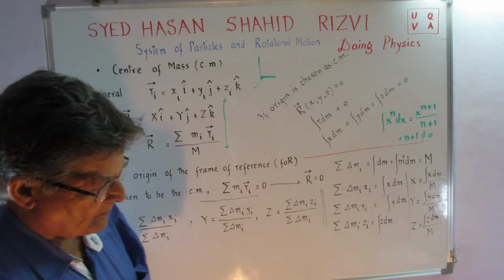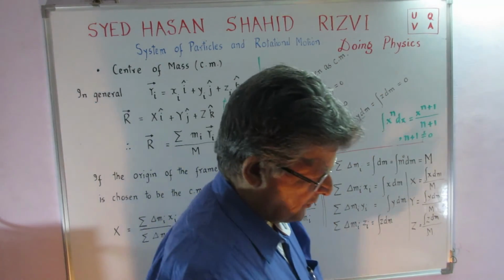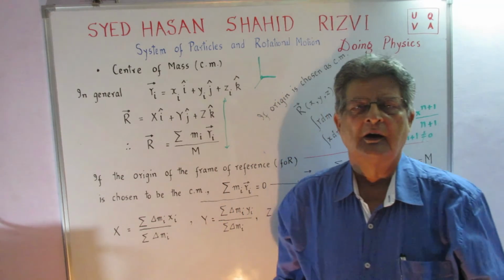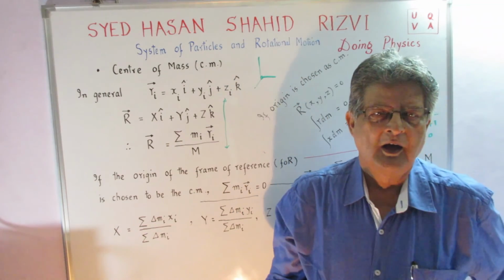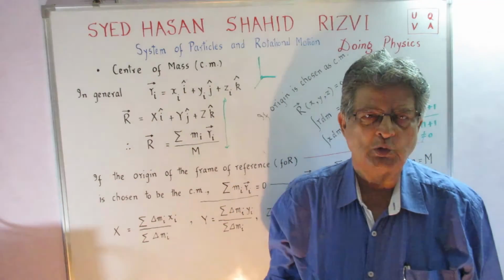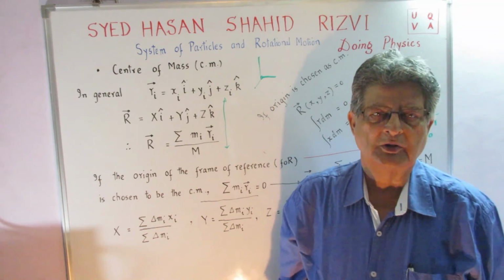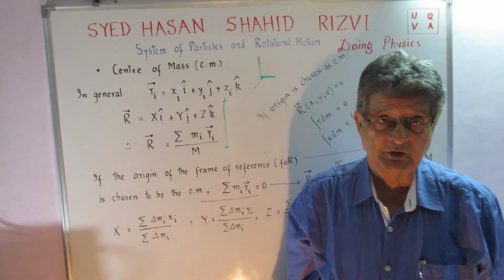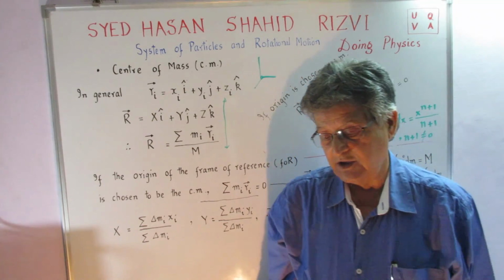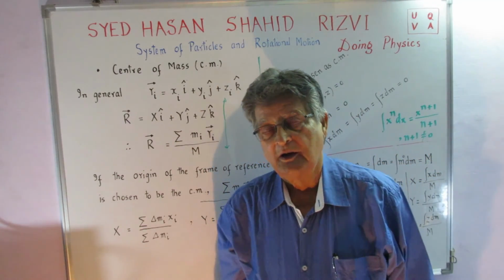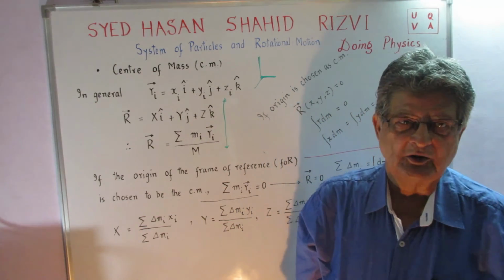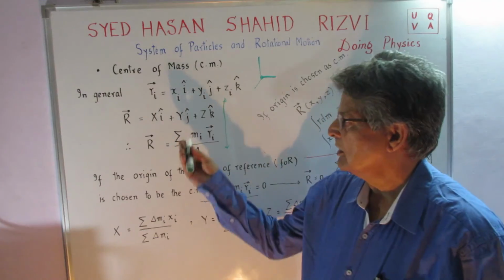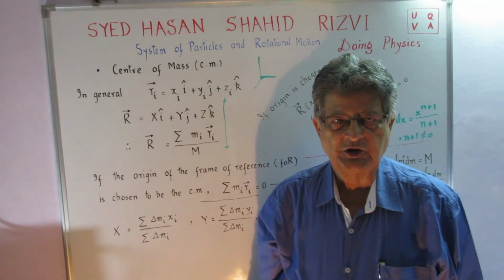Now the next item is that the motion of the system of particles is taken and compared to the motion of the center of mass of the particles. When we say motion, we talk about the kinematics, that is the displacement, the velocity, acceleration, etc., which we'll talk about in the next lecture.